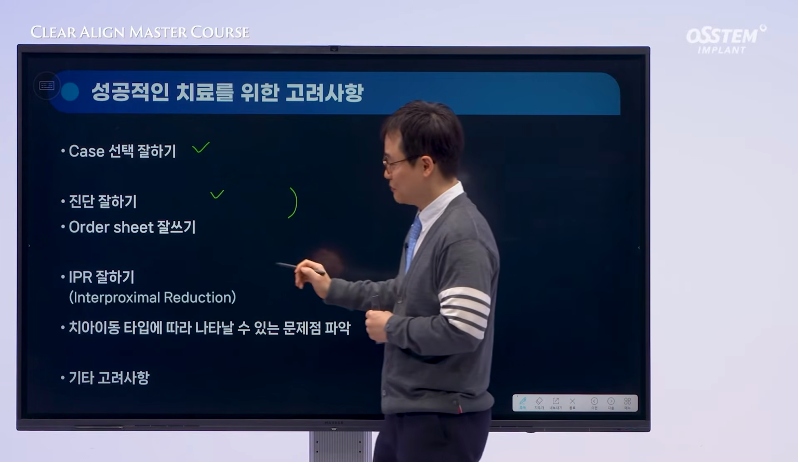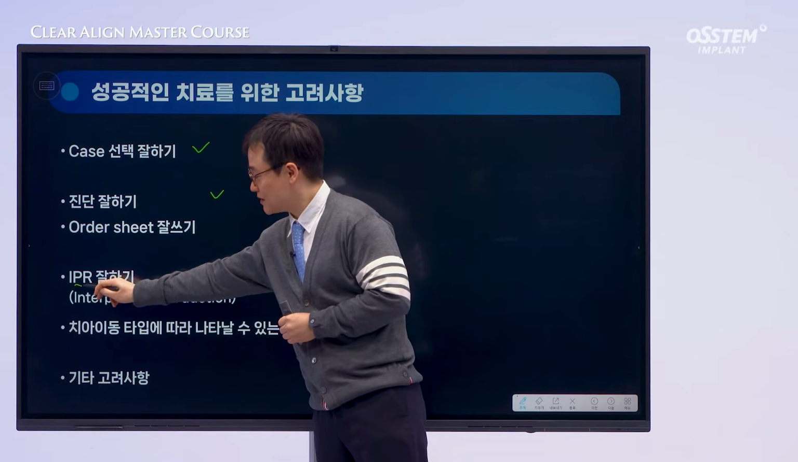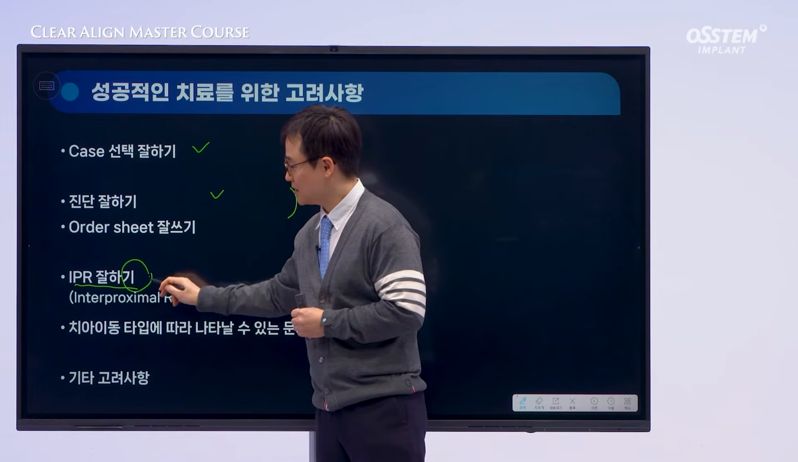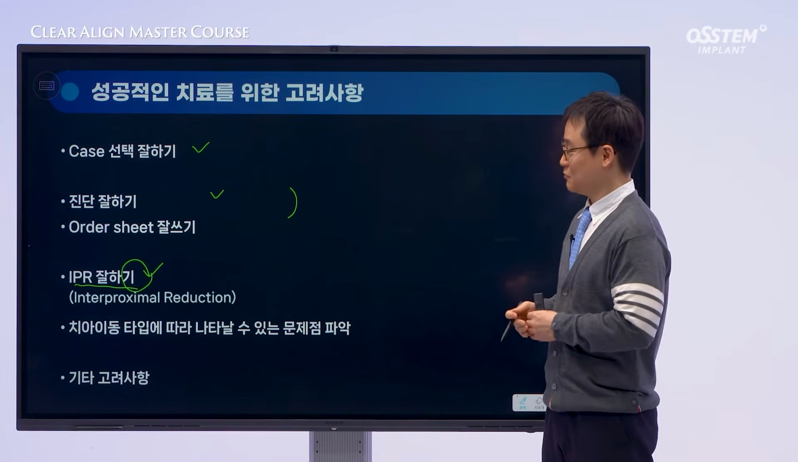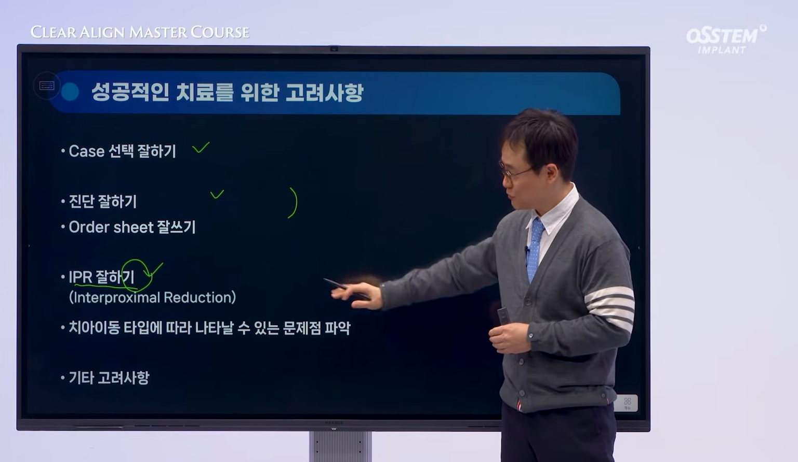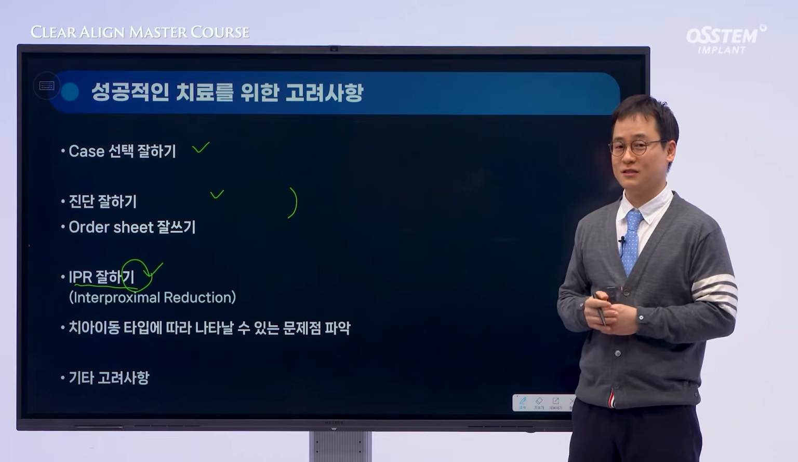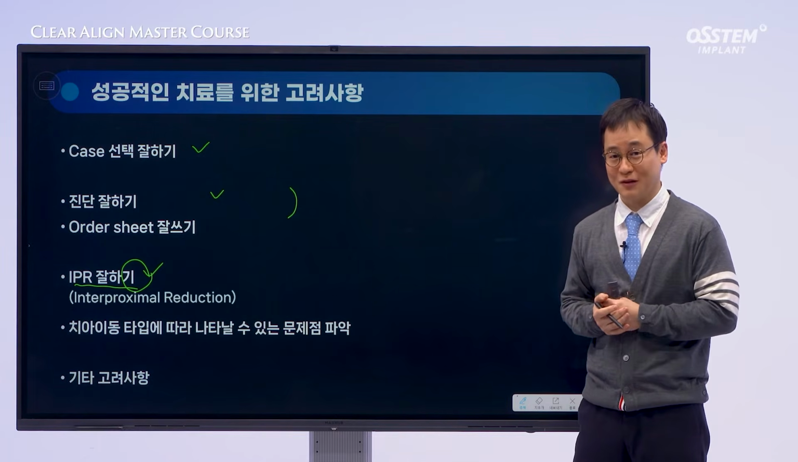And in clear aligner treatment, the only clinical procedure that the dentist is responsible for, aside from bonding, is the IPR procedure. Performing IPR skillfully is extremely important, which is why we've included it in this course. So you'll have a chance to learn about it next time.